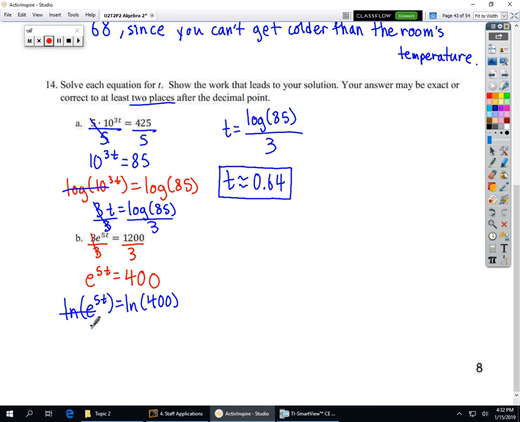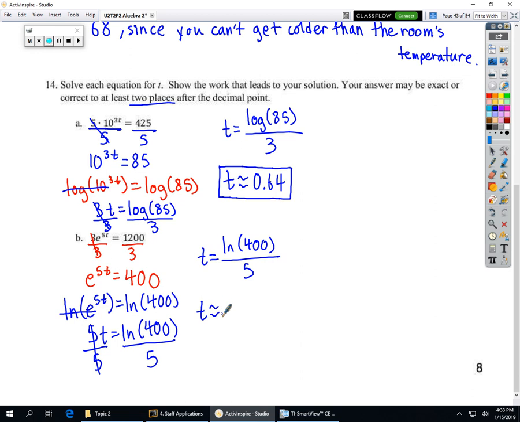This is gone. 5t equals ln of 400. And just like the one up here, let's get rid of that 5. t equals ln 400 over 5. If you put this in a calculator, you will get about 1.20. So solving with log and ln: if you see something with a 10, you use regular log. If you see something with an e, that means you should be using ln, the natural logarithm.